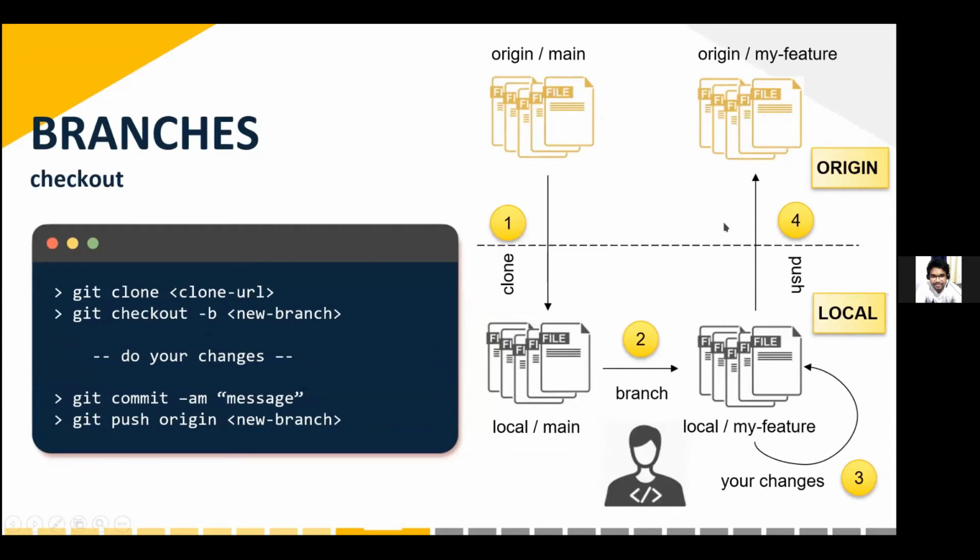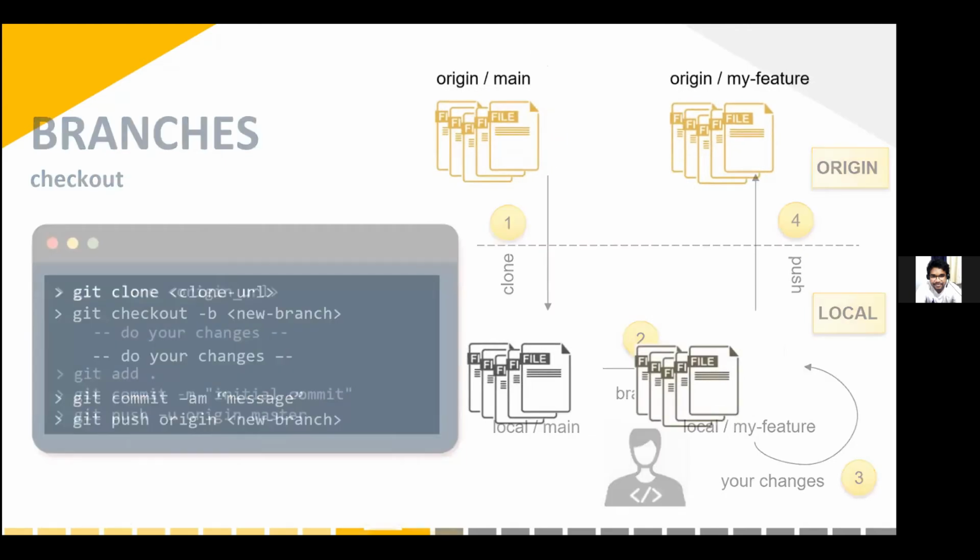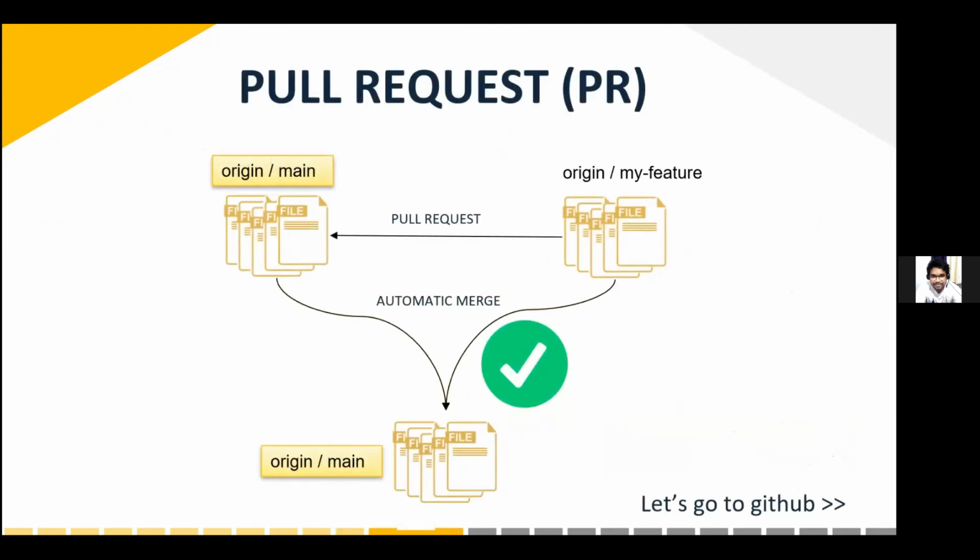Right? To do that, we use a thing called a pull request. Now what it does is when you create a pull request to a target branch, if there are no issues, like if it can be automatically merged, then what you are left with is a new main branch with the change from the my feature branch.